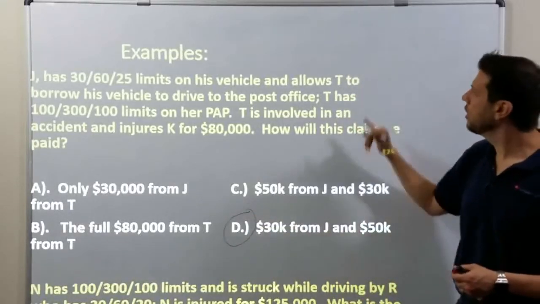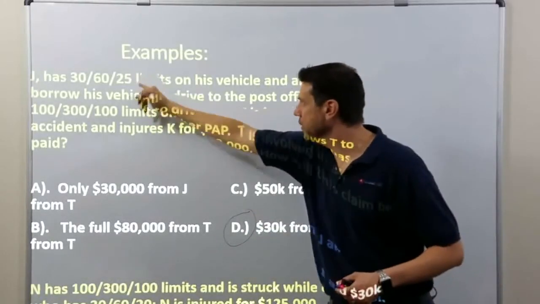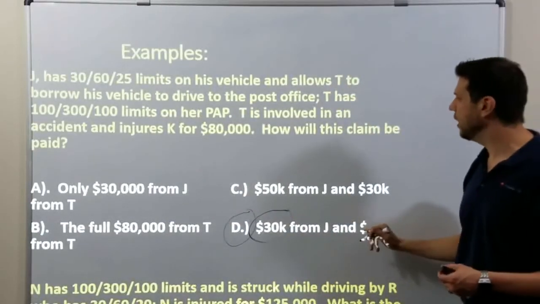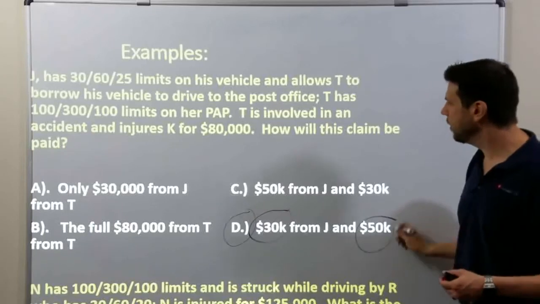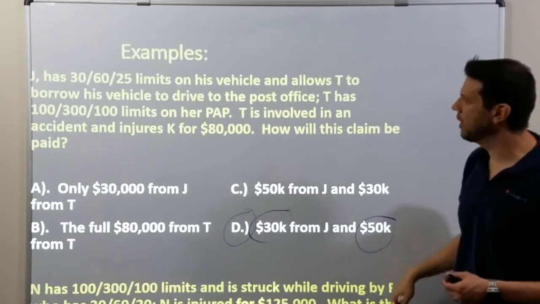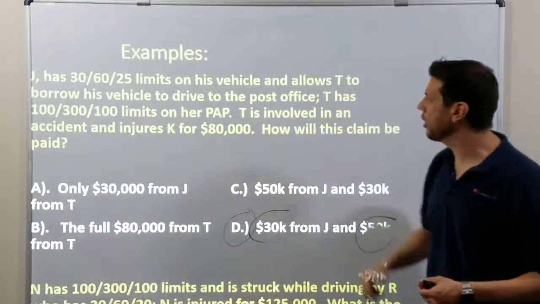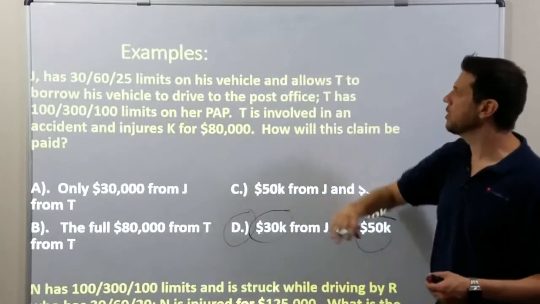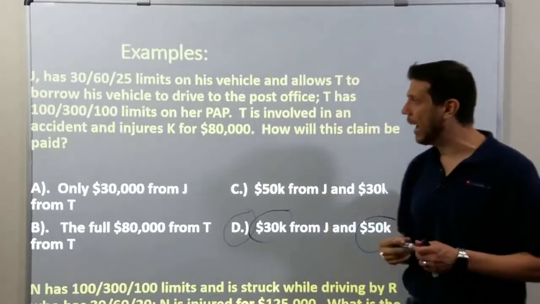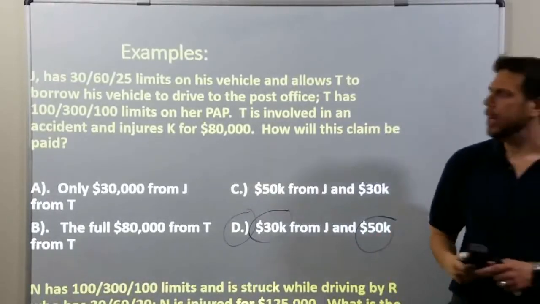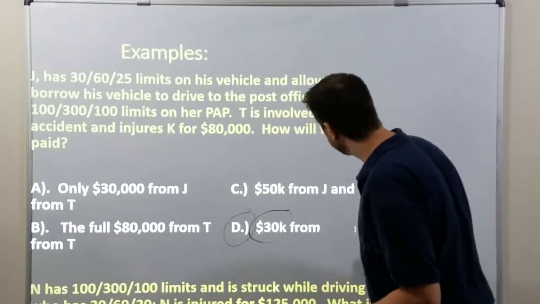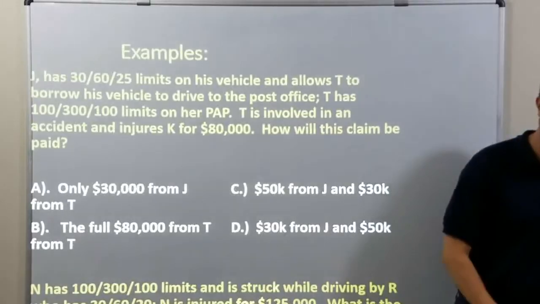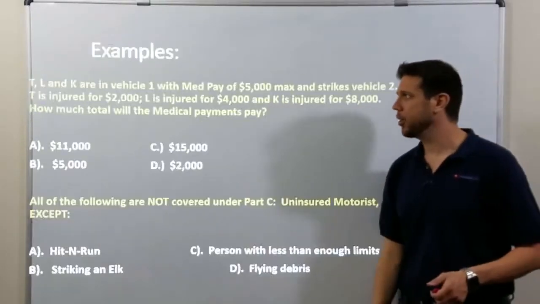J's car, since it's J's vehicle being driven, J's policy pays out first, the 30, and then the other money comes from T, who was driving the car. So 30 plus 50 equals 80. The vehicle being driven is primary. T is secondary after that. You've learned most of the stuff in this chapter. There's a few more things you have to learn, but we're going to go through all the slides very quickly now.